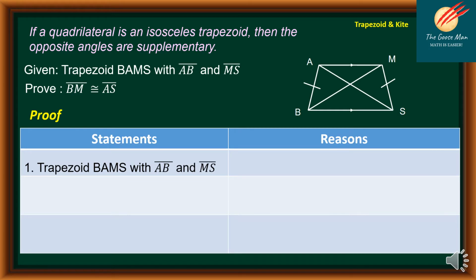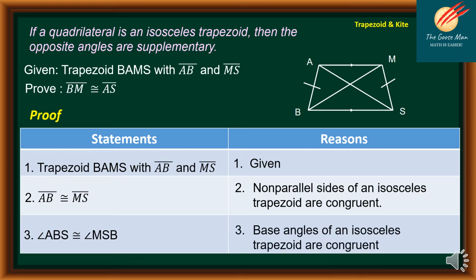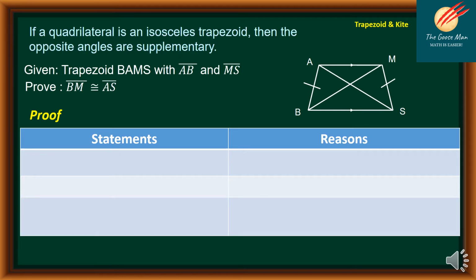For statement number 1, we have trapezoid BAMS with legs AB and MS. The reason is given. Take note that AB is congruent to MS because the non-parallel sides of an isosceles trapezoid are congruent. Number 3, we have angle ABS is congruent to angle MSB because the base angles of an isosceles trapezoid are congruent. Moving on to statement number 4, we have BS is congruent to BS. The reason is the reflexive property of equality.